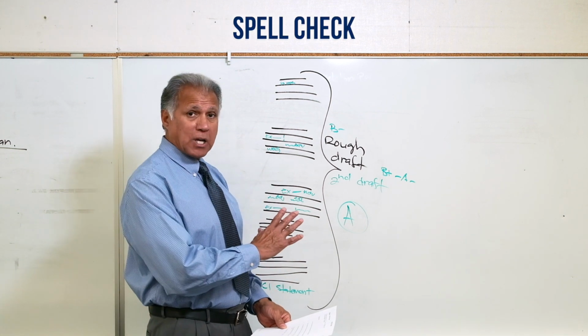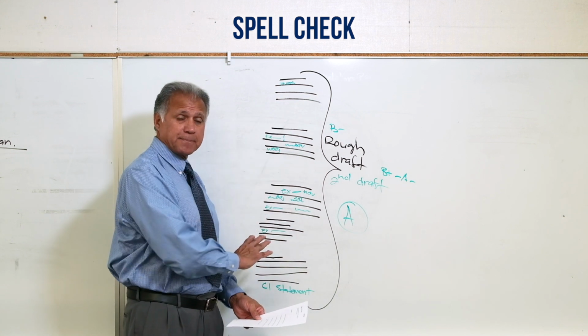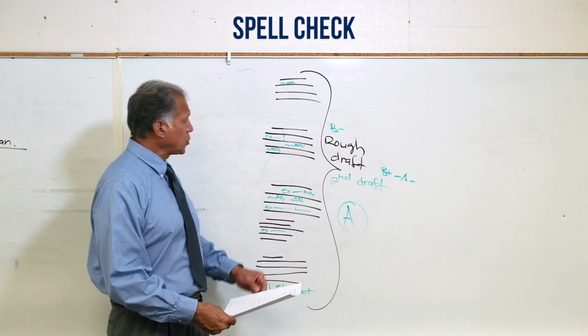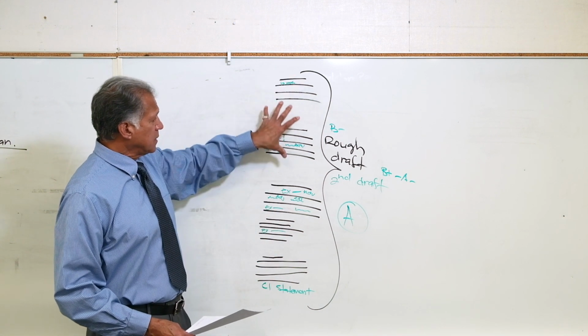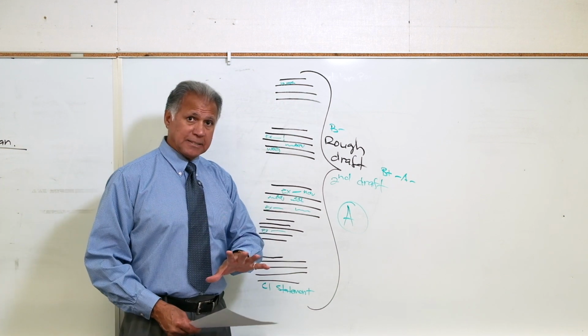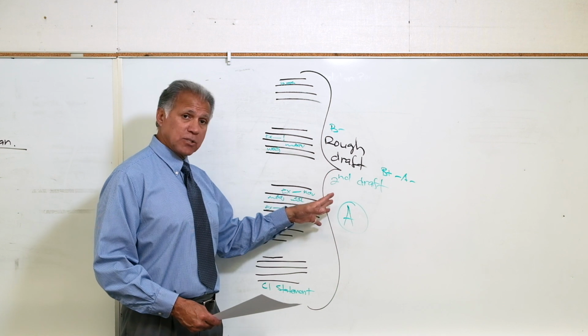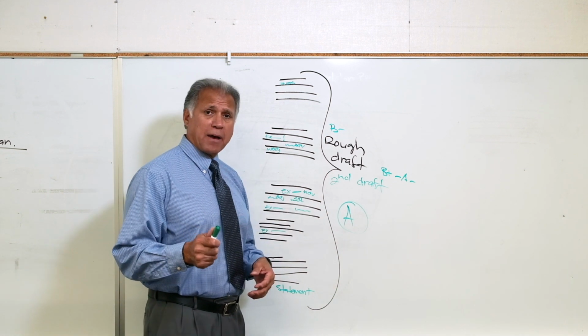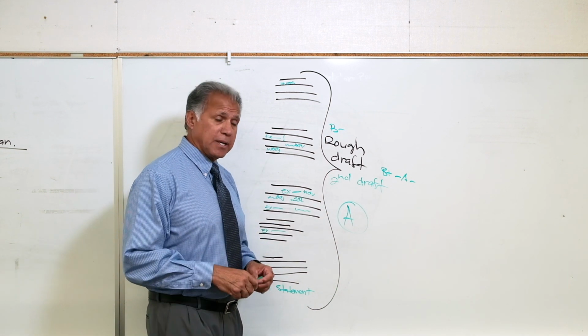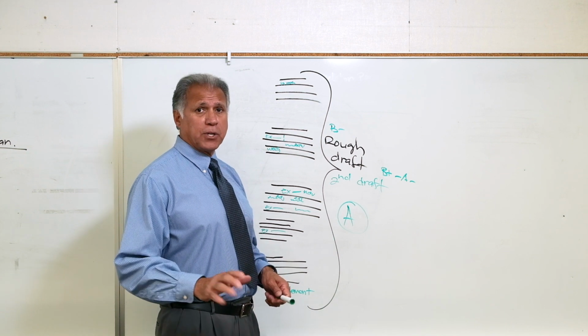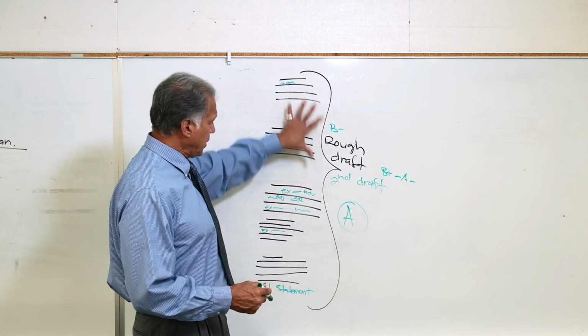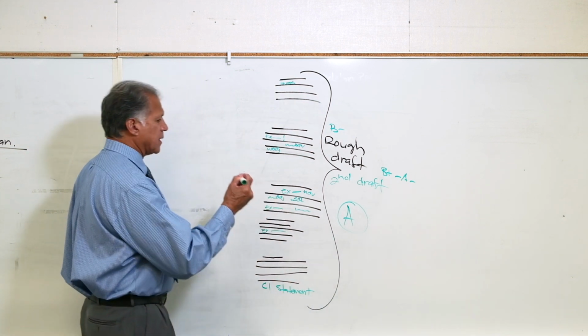You're going to spell check everything. You're going to make sure everything is stated the way you want it. If you need to add on, now is the time to do it in your second draft. In your final draft, you're going to turn in a polished, finished product. So this is going to look like this.